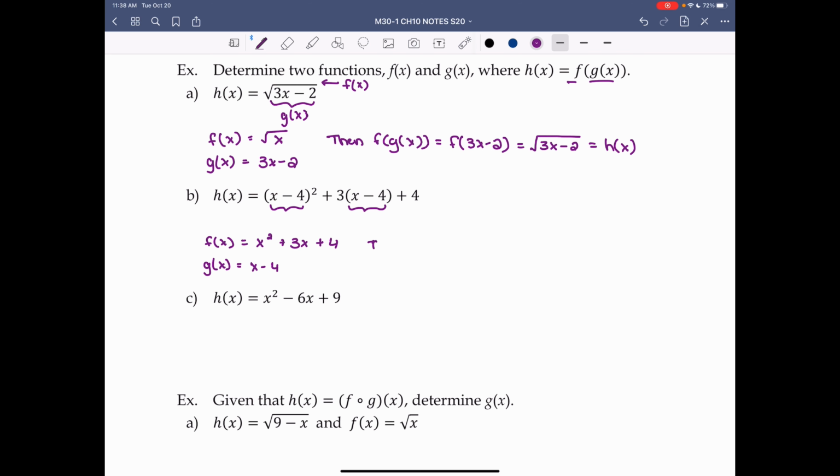Then f(g(x)) = f(x - 4). And that gives us f is x² + 3x + 4. So everywhere there's an x, we're now going to sub in x - 4. Then we get (x - 4)² + 3(x - 4) + 4, which equals h(x).